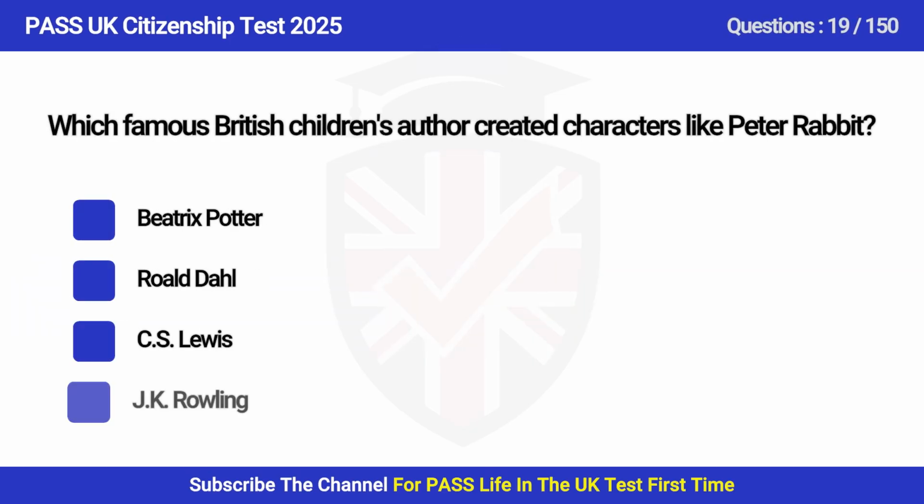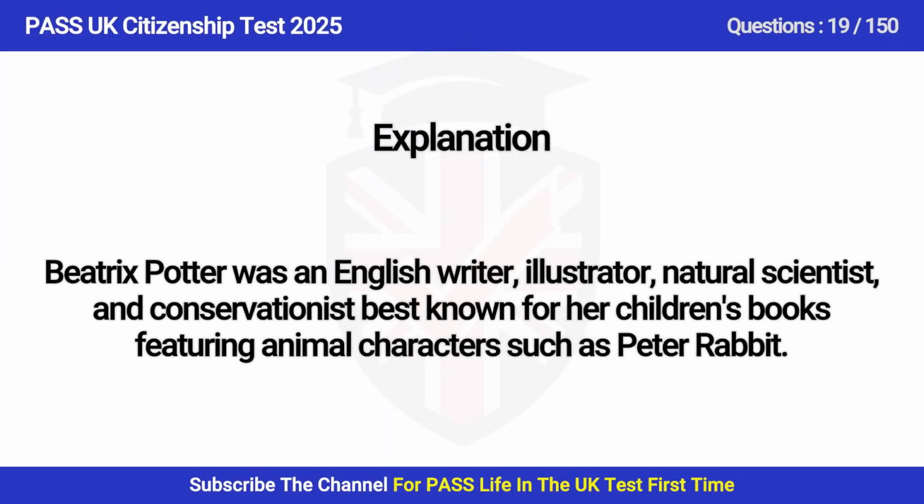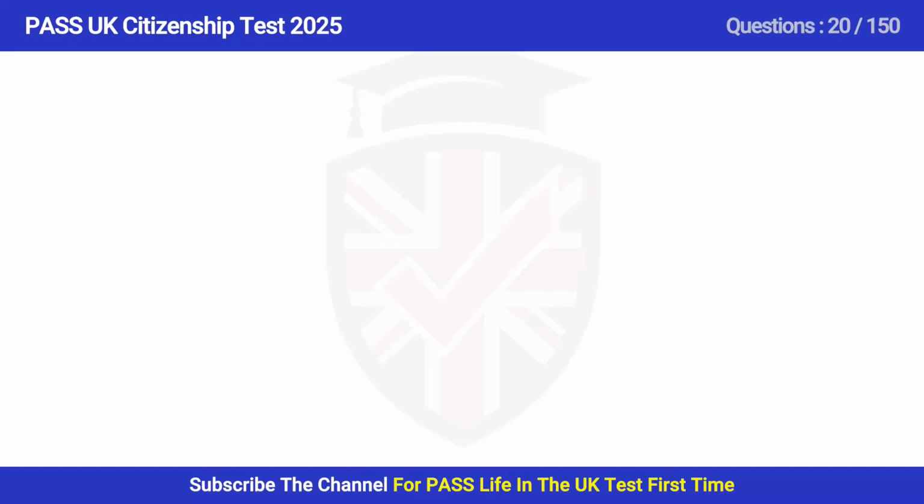Question 19. Which famous British children's author created characters like Peter Rabbit? A. Beatrix Potter, B. Roald Dahl, C. C.S. Lewis, D. J.K. Rowling. The answer is A. Beatrix Potter. Beatrix Potter was an English writer, illustrator, natural scientist, and conservationist best known for her children's books featuring animal characters such as Peter Rabbit. Question 20.